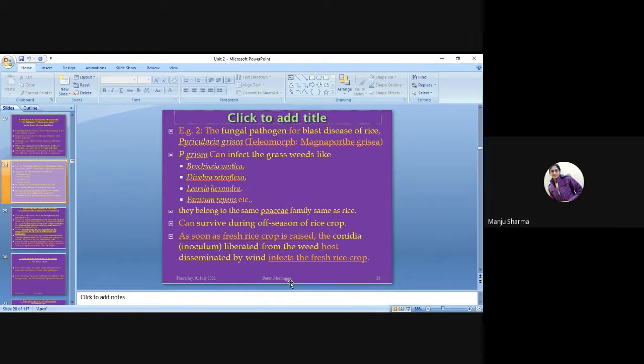As soon as fresh rice crop is raised, the conidia or inoculum liberated from the weed host is disseminated by wind, which infects the fresh rice crop.